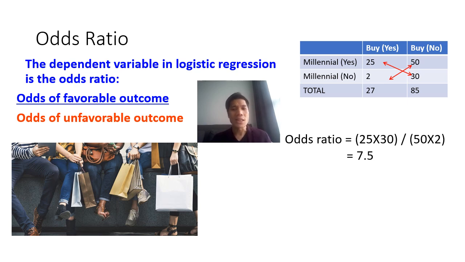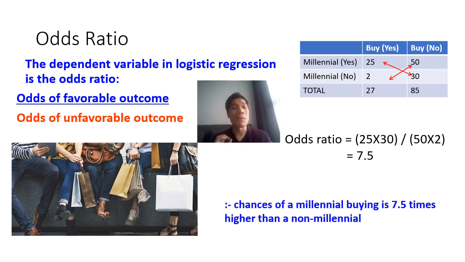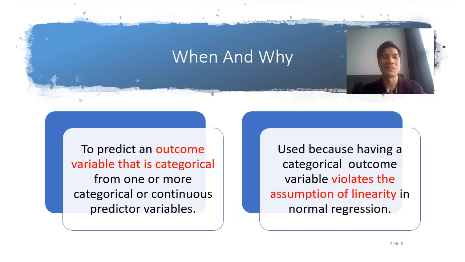What this means is that millennials have 7.5 times the odds of buying compared to a non-millennial. So a millennial would have a 7.5 times higher chance of buying something than a non-millennial. Okay, so that's a simple interpretation of the odds ratio. I'm not going to go into much detail on the mathematics of it, but more mathematics is coming along.